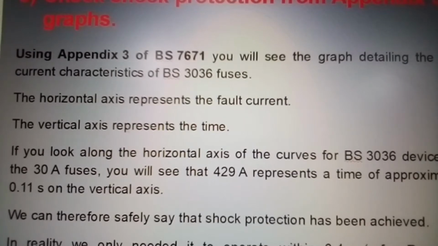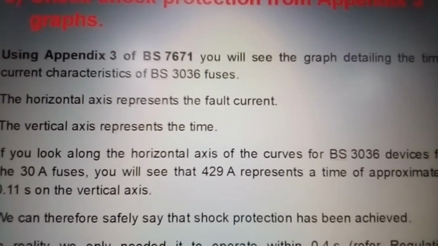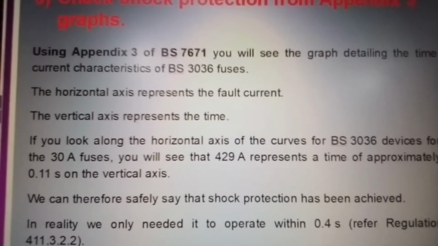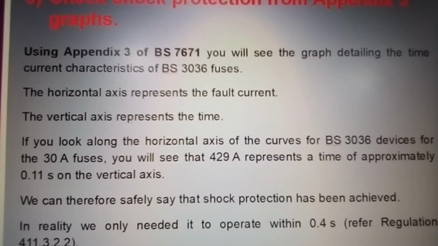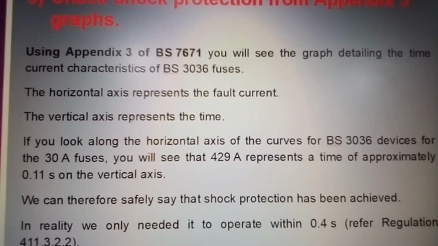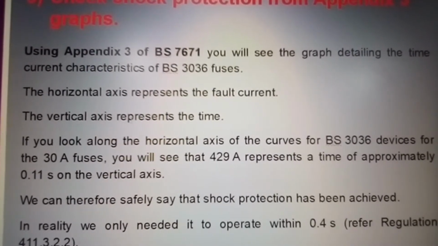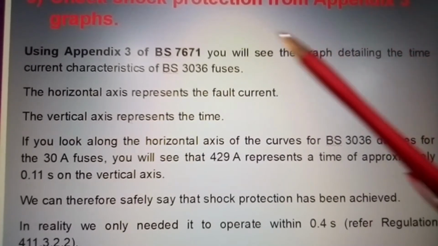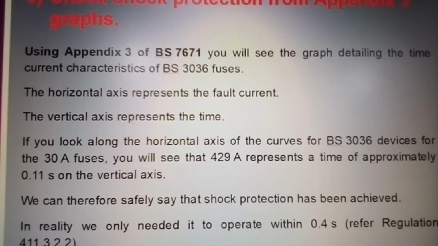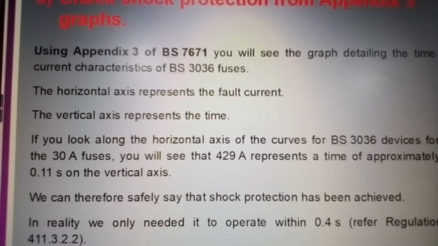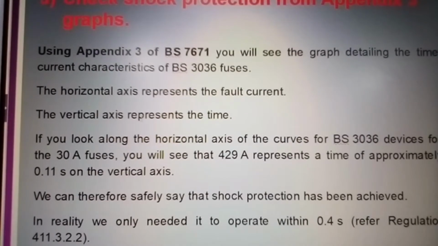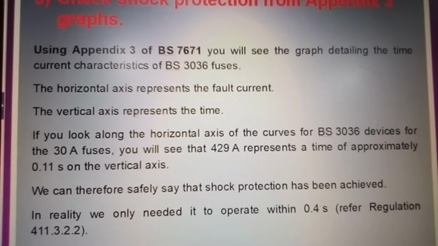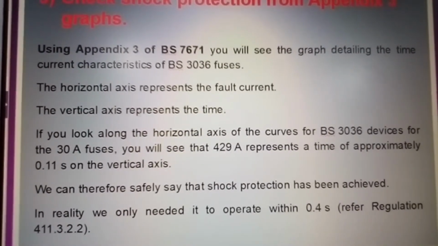Now 3, check shock protection from appendix 3 graphs. This now means simply which cable will give us the time operation, and will handle the amount of current that has to flow in order to fit that device. So here we are looking at check shock protection and appendix 3 graph. Using appendix 3 of BS7671, you will see the graph detailing the time current characteristics of BS3036 fuses. The horizontal axis represents the fault current. The vertical axis represents the time.